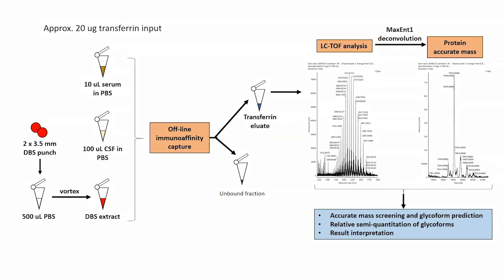Then the transferrin is subjected to LC-MS analysis using a high resolution time of flight. We also use a deconvolution algorithm by Waters called MaxEnt 1, and we will then get the exact mass of the protein species. Then we screen by accurate mass and predict the glycoforms in the transferrin eluate. We can also get a relatively semi-quantitative view of the different glycoforms in the circulation.